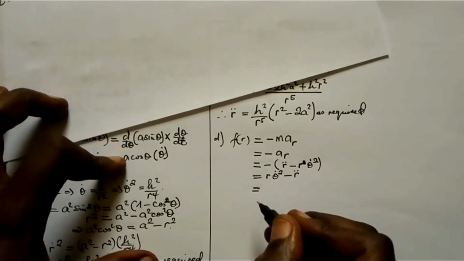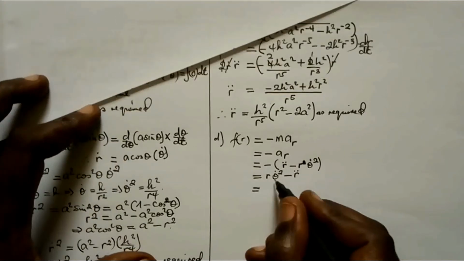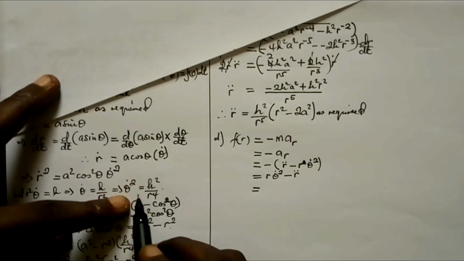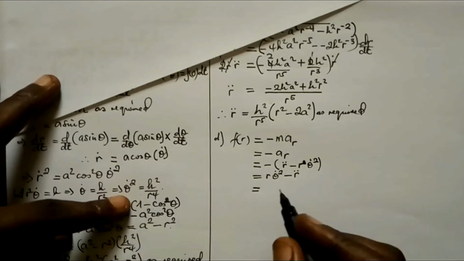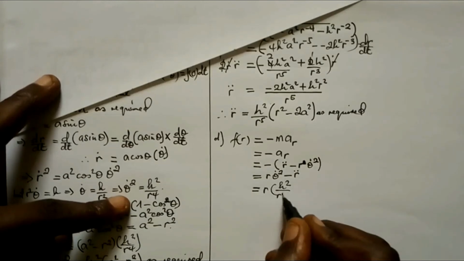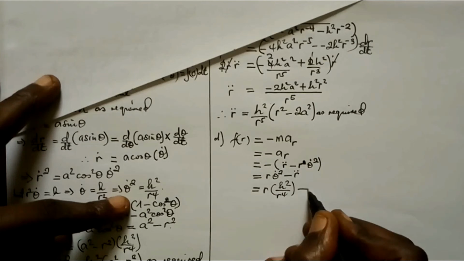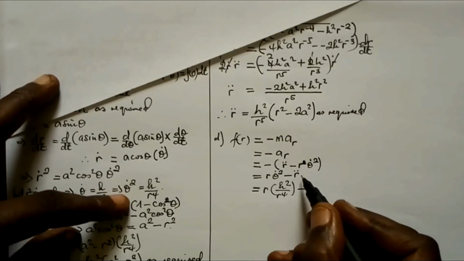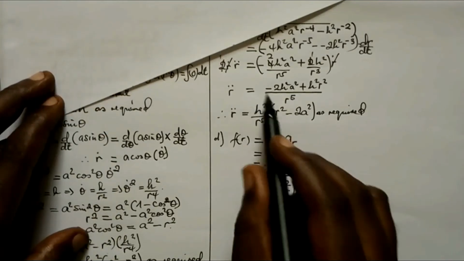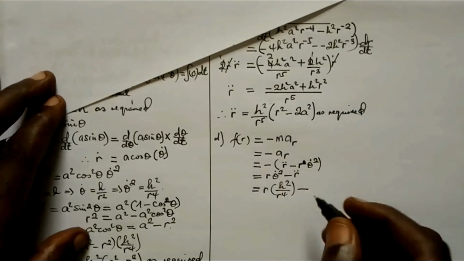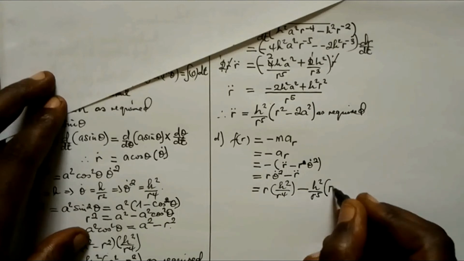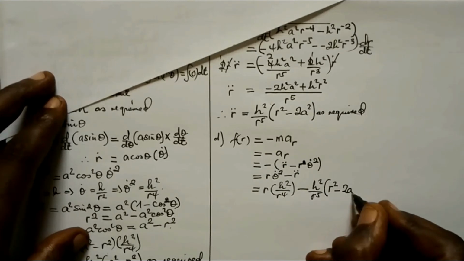Now, from the previous parts, we already had theta dot squared. This is it here. So I would proceed to replace it. R into h squared all over r to the fourth minus r double dot. Again, we proved this in the C part. This is the expression for it. So I will replace it with h squared all over r to the fifth into r squared minus 2a squared.